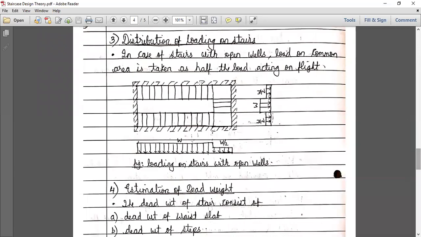So how will the distribution of loading be done? So this I have shown you, open well staircase. So in case of the stairs with open wells, load on the common area is taken as half the load acting on the flight. Okay, I'll read once again. In case of the stairs with open wells, the load on the common area is taken as half of the load on the flight. This is the flight, and what is this common area? In the common area we will consider half of the flight's load. Okay, common area means landing.